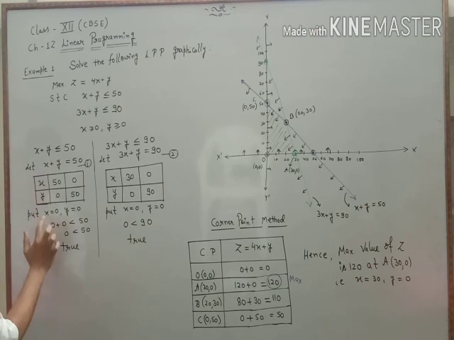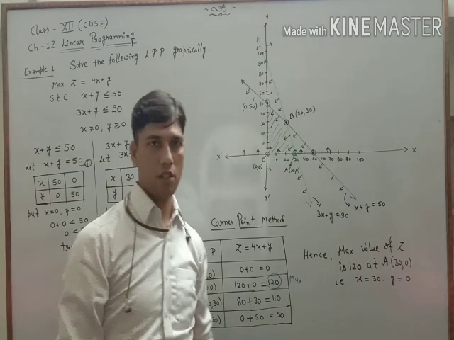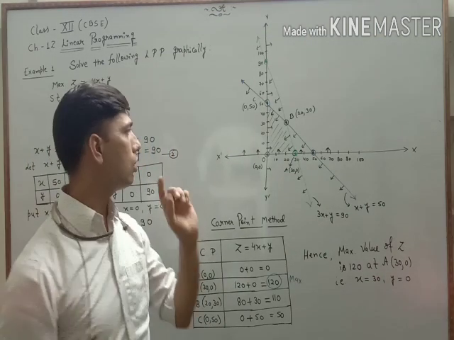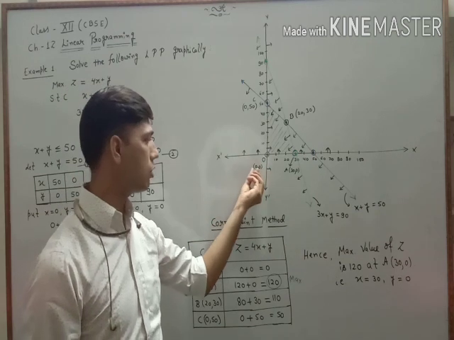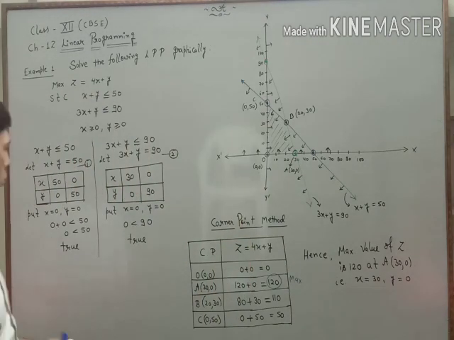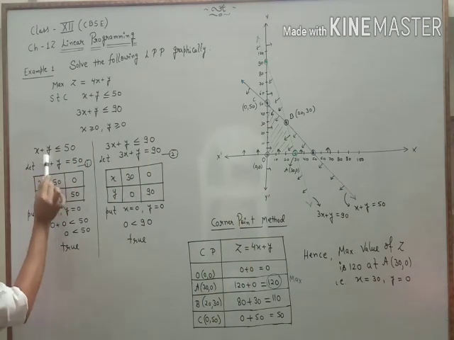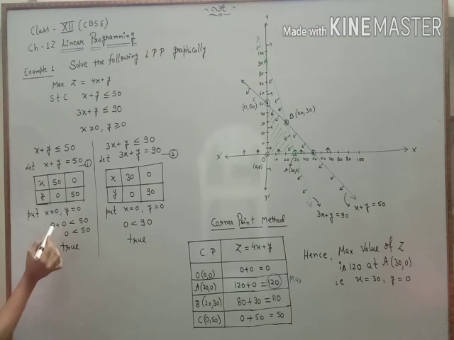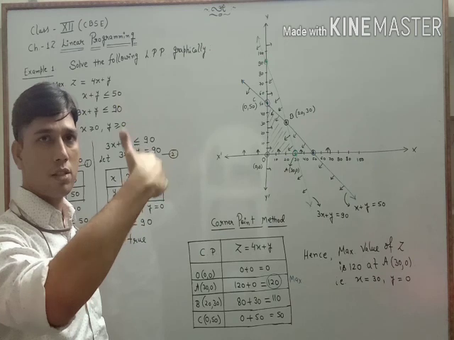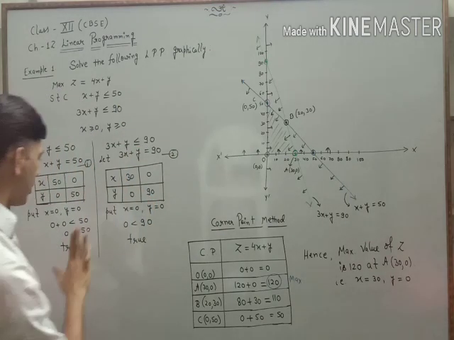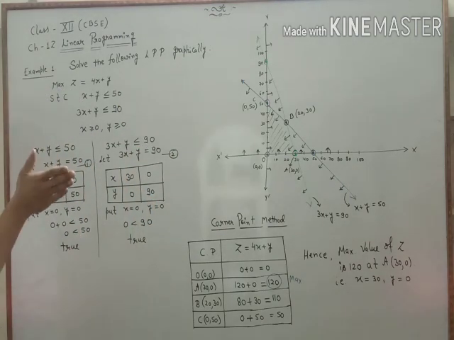Now, we have to check whether this line is towards the origin or away from the origin. So we have to put the coordinates of the origin, 0, 0, in this inequality. 0 plus 0 is less than 50. 0 is less than 50 is correct. It means this statement is true. If a statement is true, then the line is towards the origin. In case of false, it is away from the origin.